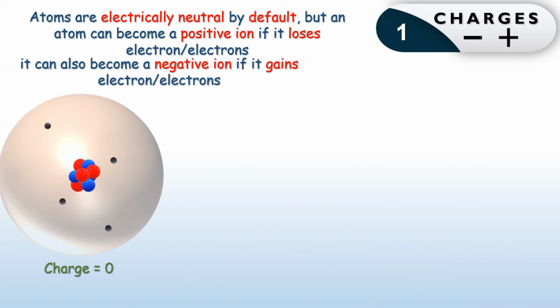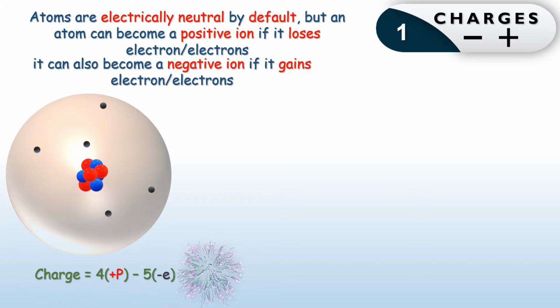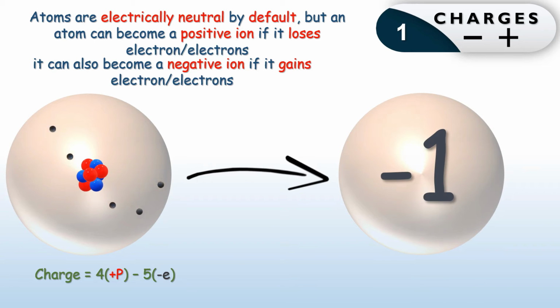Similarly, the atom can become a negative ion if it gains electrons, such as shown. If one electron entered the atom, now in this case we have 4 protons, they didn't change, but we have 5 electrons. So when we look at the overall charge, we will find it to be -1, which indicates there is an excess of negative charges.